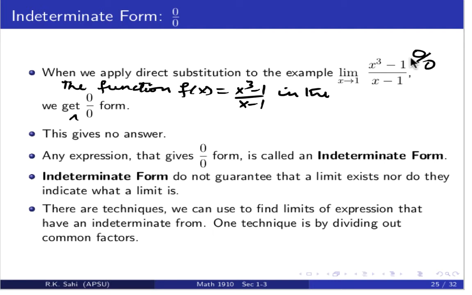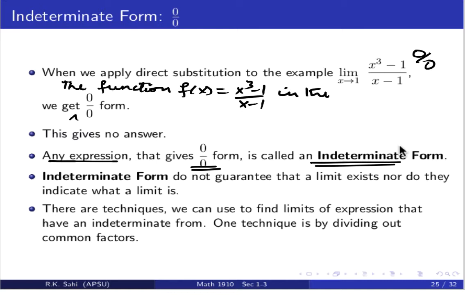So an indeterminate form does not guarantee, first of all, that a limit will exist. Any expression which gives a 0 by 0 form is called an indeterminate form. So let's talk about the definition. Some serious thoughts over here too. An indeterminate form does not guarantee a limit will exist. And suppose a limit exists, it does not tell us what the limit is just by looking at it. We have to use some techniques to get the answer. One of the techniques we just did was dividing out a common factor.